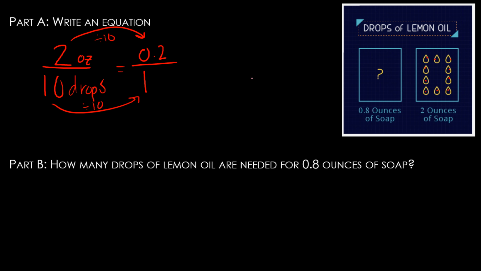So for ounces of soap, I'm going to use S. For drops of lemon oil, I'm going to use the variable L. So I'm going to have here S is equal to 0.2 L.